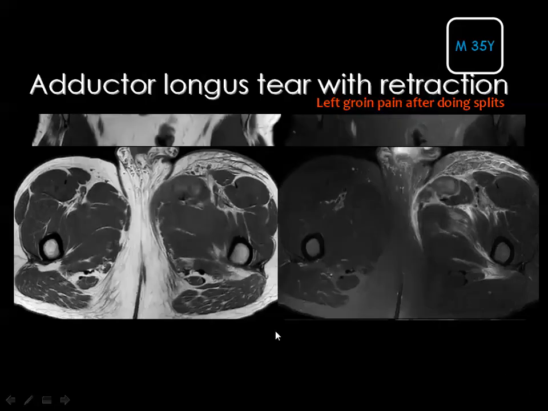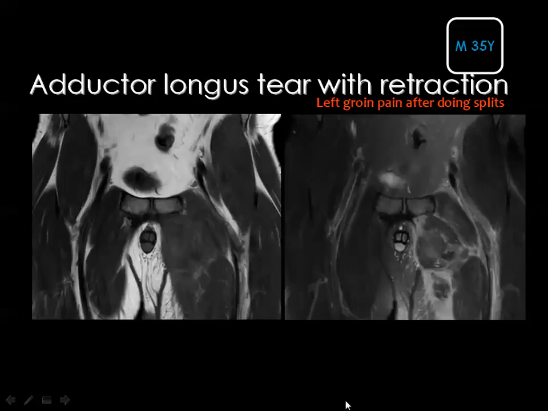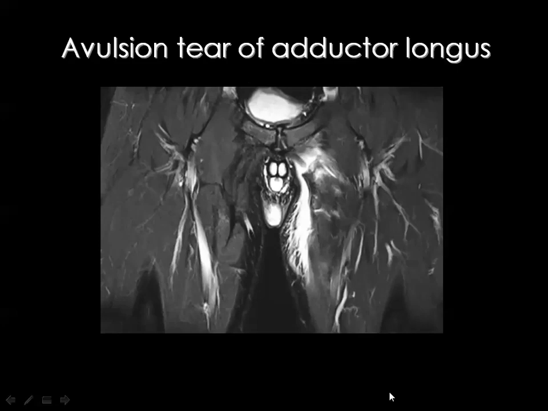But in the MRI, you see the adductor longus muscle contains high signal in the T1 and high signal in the T2, denoting muscle laceration and hematoma. And you also see bright signal in the adjacent muscles, denoting muscle edema. In the coronal images, you can see partial avulsion of the tendon and the laceration of the muscle, the adductor longus muscle.